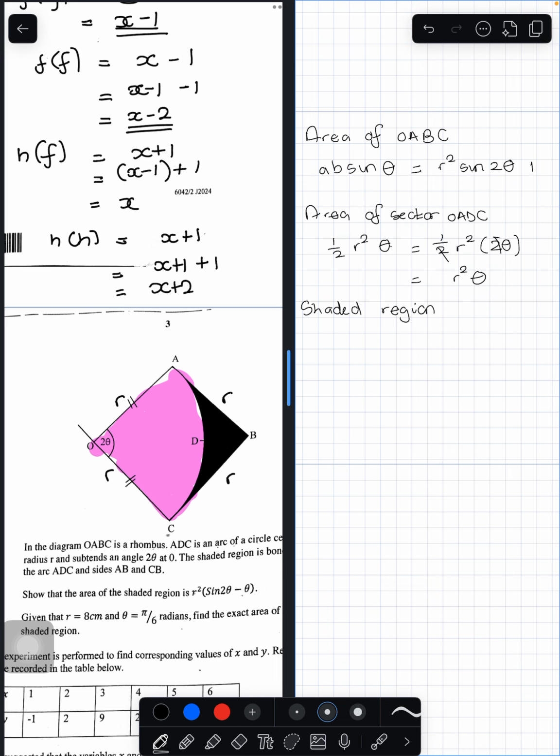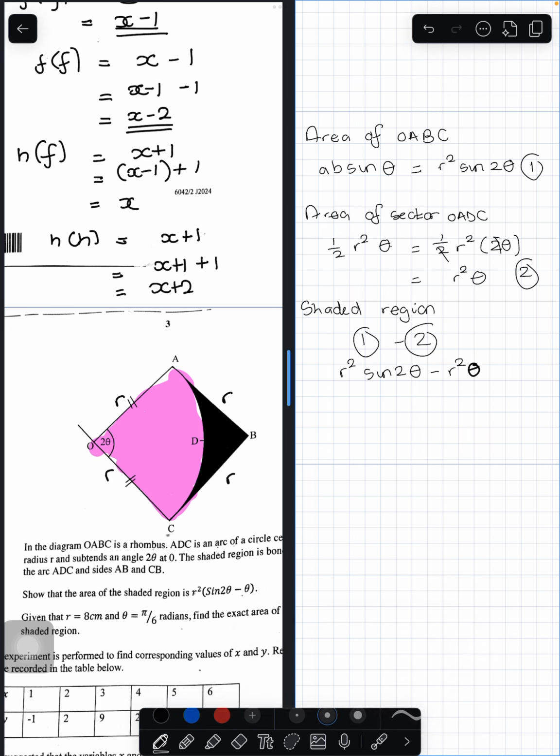we subtract, then this is 1 and 2, and so we simply say 1 minus 2. So what will be our answer? It's R squared sine 2 theta minus R squared theta. So R squared is common there. Our R squared is common, so we pull out R squared.